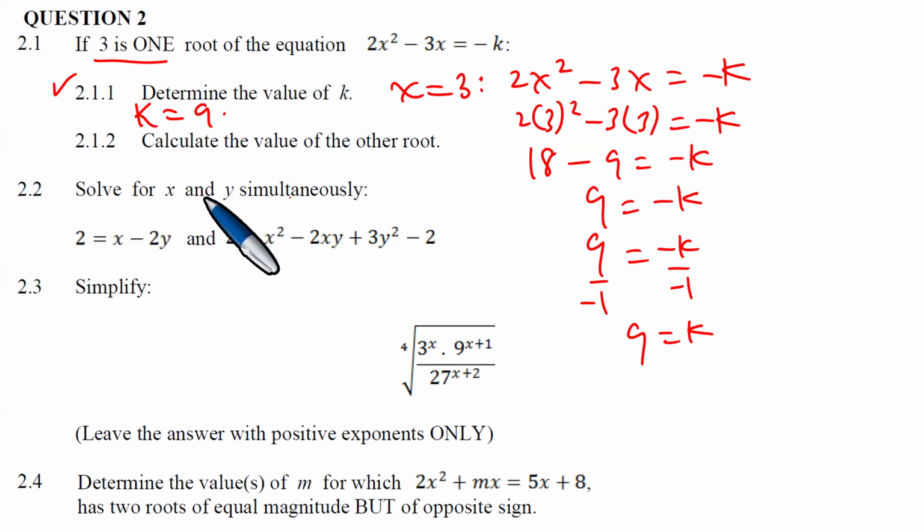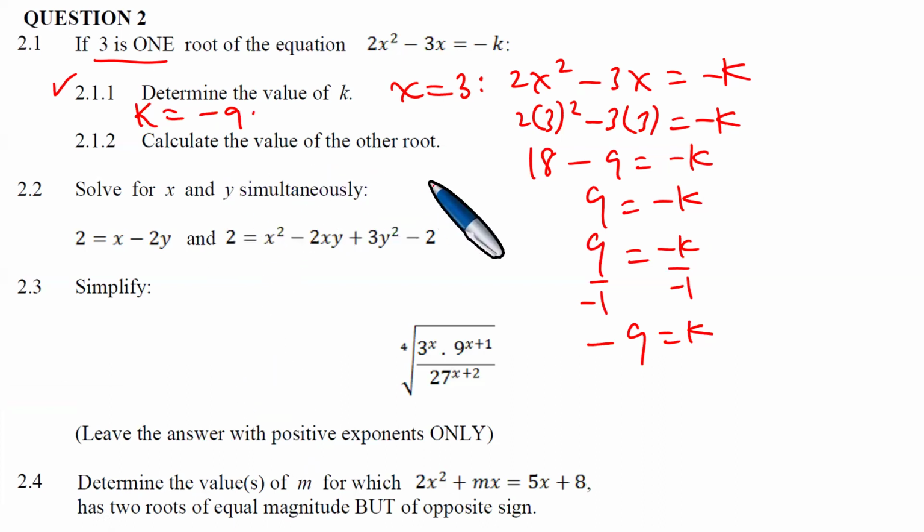In 2.1.2, calculate the value of the other roots. No, sir. Yes? Isn't k equal to minus 9? Well done. I'm happy that you are wide awake. K equals minus 9. Thanks to your observation, Tando. So indeed, k equals minus 9. Right, so let us continue.